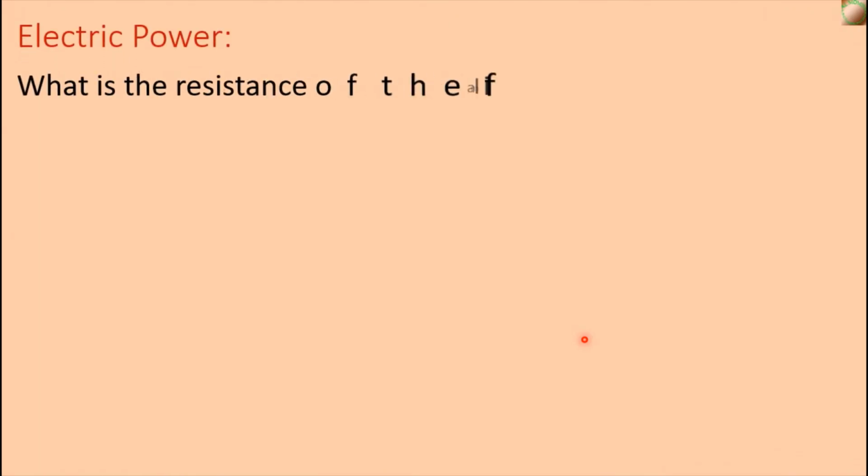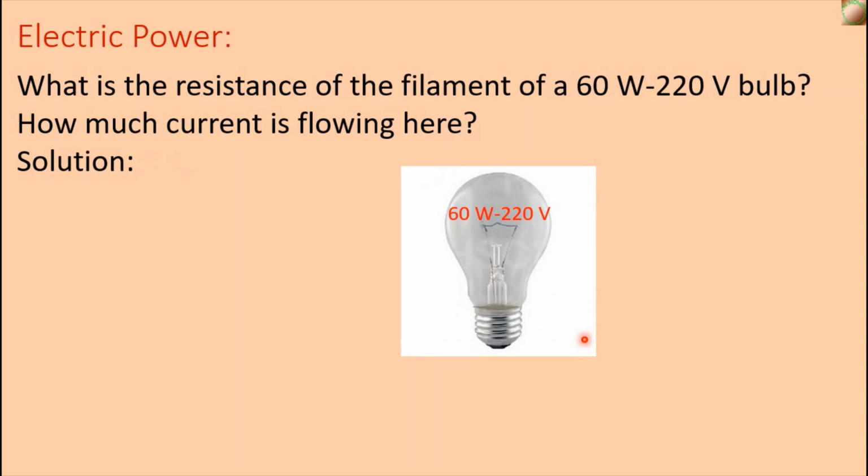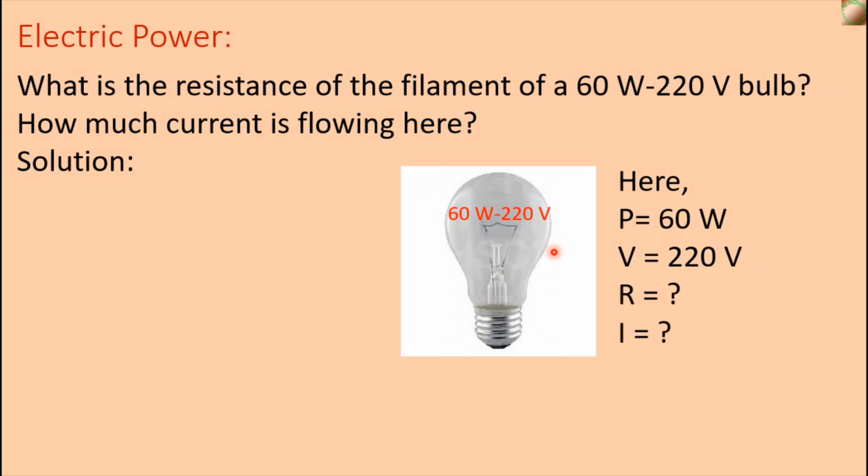What is the resistance of the filament of a 60 watt, 220 volt bulb? How much current is flowing here? This is the electric bulb. Here 60 watt and 220 volt. That is, power of the bulb is 60 watt and potential is 220 volt. Here power P = 60 watt and V = 220 volt. R is to be found, and current flowing I is to be found.